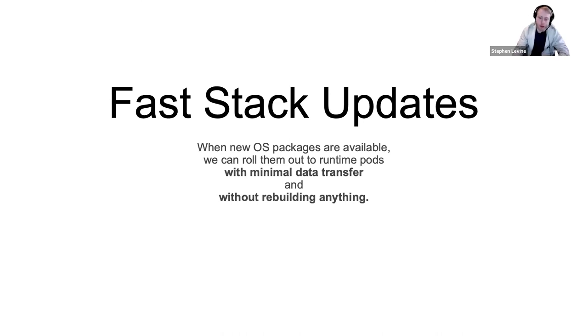And so given this API, one really nice thing about generating these application layers that are contractually separated from the rest of the operating system is that we can patch CVEs in that operating system package layer very quickly for lots of images. And we can do this with really minimal data transfer and without even starting build containers.